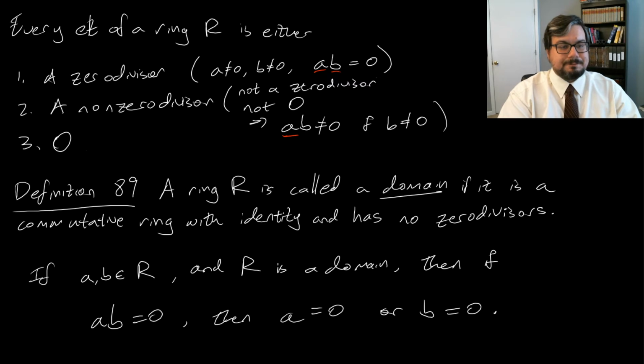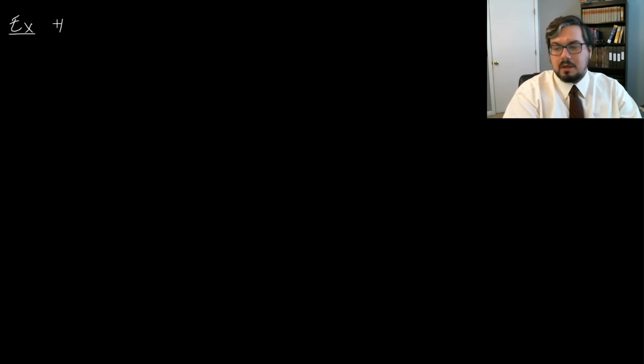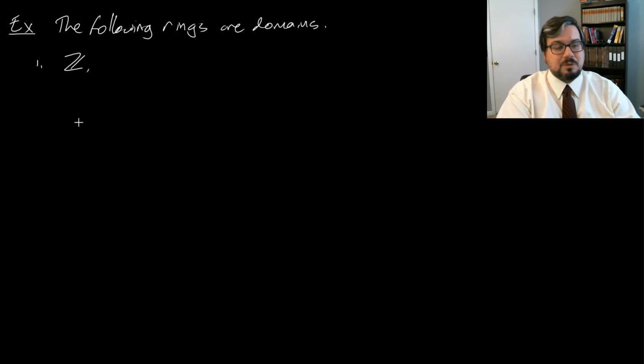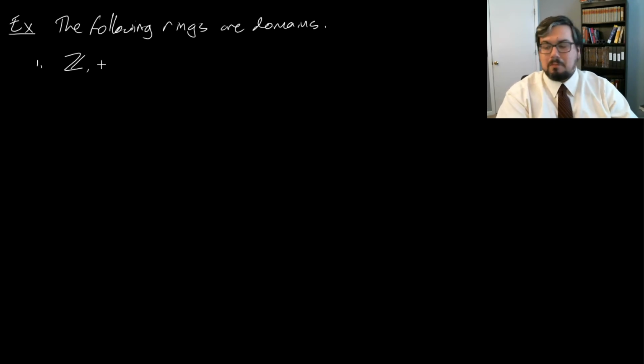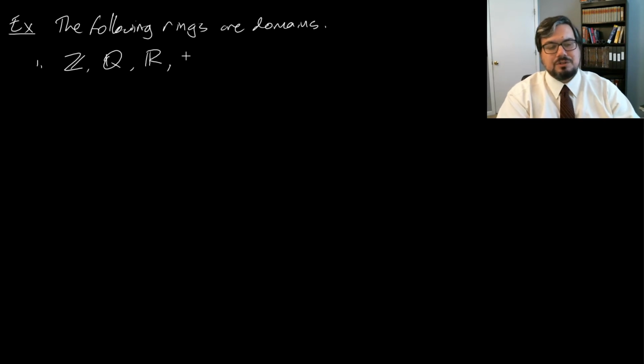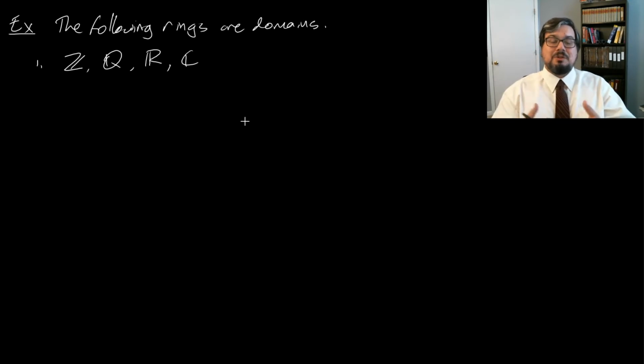Let's see some examples. The following rings are domains. So we've got, well, the integers, of course, that's what the whole property is sort of modeled on. But we know that the same also holds in the rationals, the reals, the complex numbers. We know that in any of these cases, if two numbers multiply to equal 0, then one of the two numbers that we started with has to be 0.